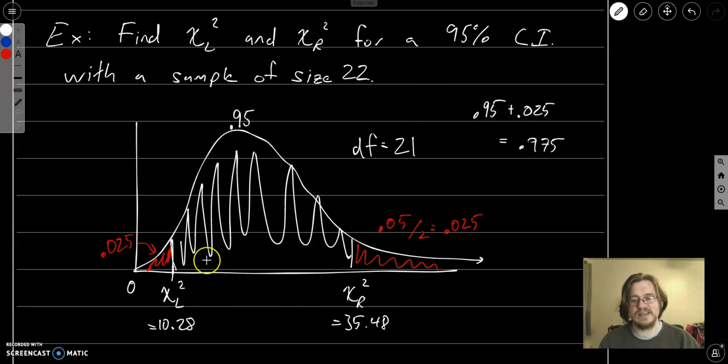So, two ways to calculate critical chi-squared values: either via StatCrunch, using the chi-squared calculator, or looking it up in a table.